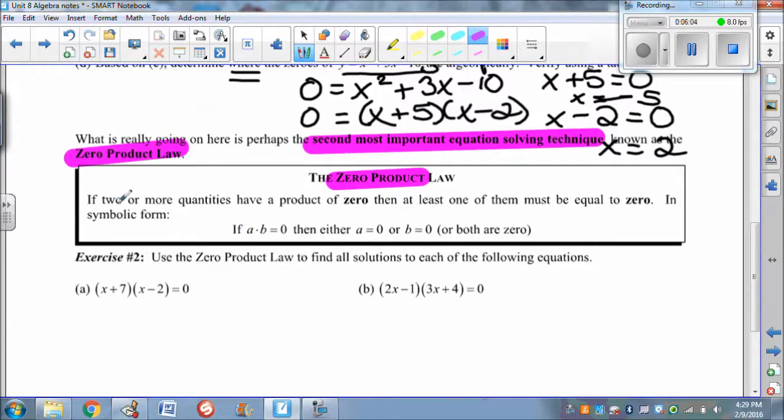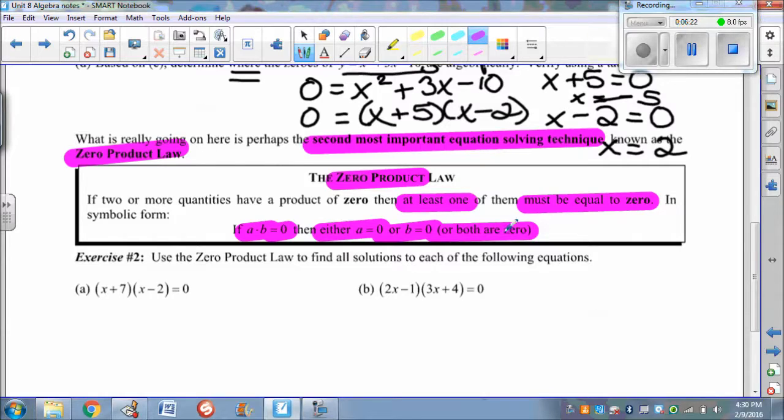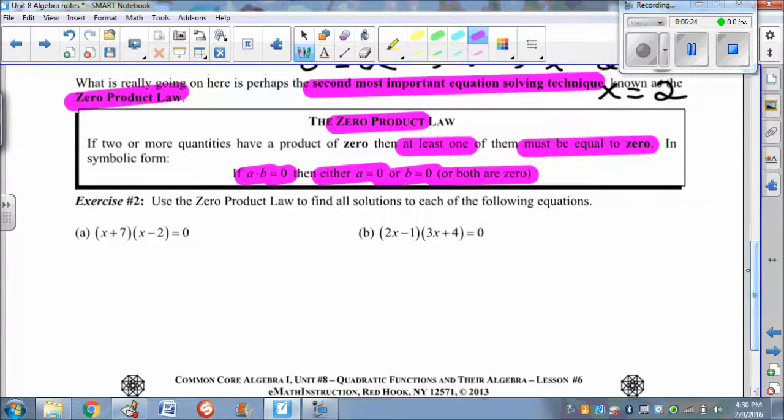It says if 2 or more quantities have a product of 0, meaning they multiply to 0, then at least one of them must be equal to 0. So if A times B is equal to 0, well, that could tell you that either A must be 0, or B must be 0, or they both could be 0. Okay, so that allows us to then factor something, find the factors, and set them equal to 0, and we're able to find the zeros.